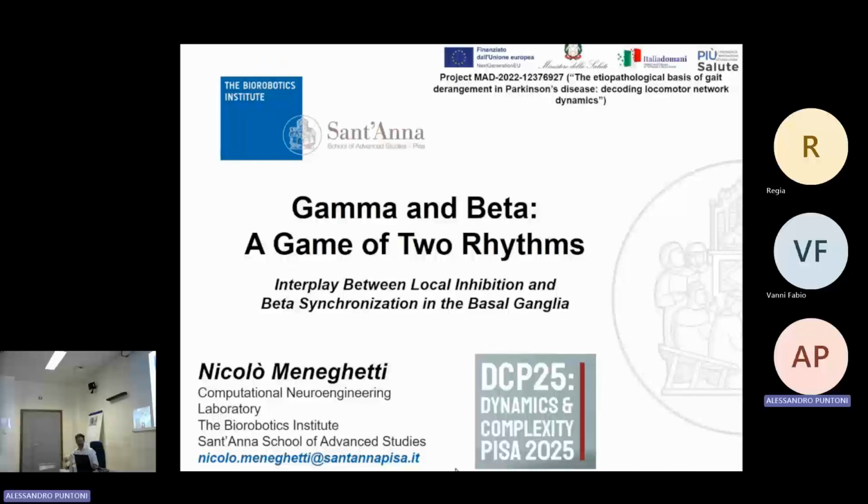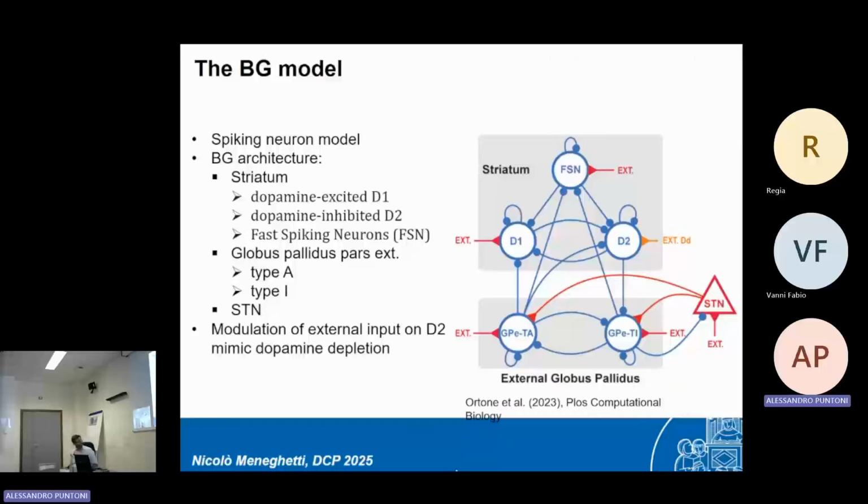Today I will talk to you about our latest results, about what we have been calling a game of tourism, that is gamma and beta oscillation in the basal ganglia. Now, why the basal ganglia? Very long story short, it is of great interest as a subcortical brain region due to Parkinson's disease. We are getting to know more and more of this subcortical brain region with the advent and widespread use of deep brain stimulation technology.